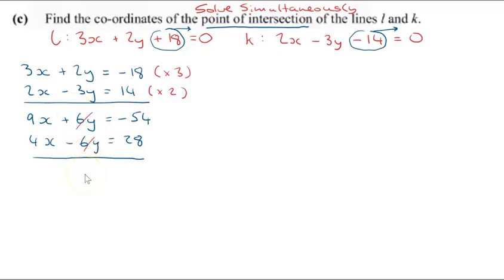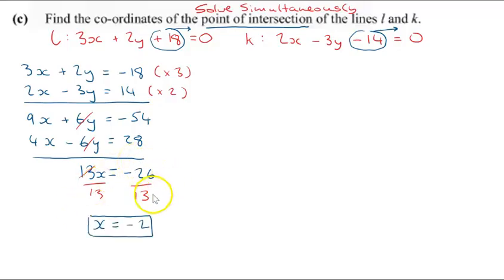So now we can see we have 6y minus 6y, which will cancel. That gives us 0. That's what we wanted. 9x plus 4x is 13x, and minus 54 plus 28 is minus 26. We want to get the x on its own, so we divide by the number stuck in front of the x, which is 13. And 13 divided by 13 is 1, so technically we get 1x, which is just x, and minus 26 divided by 13 is minus 2. So x is equal to minus 2.